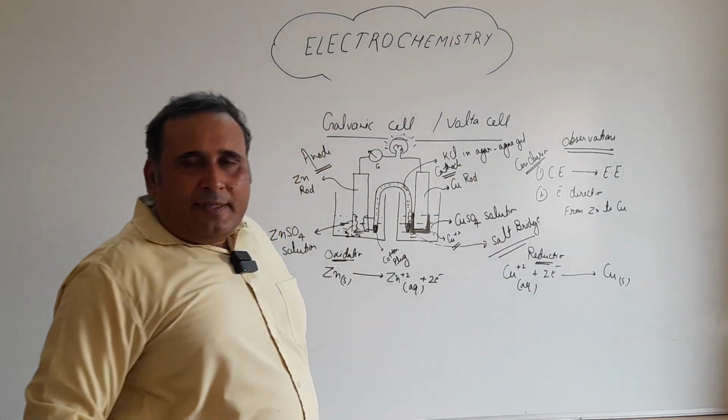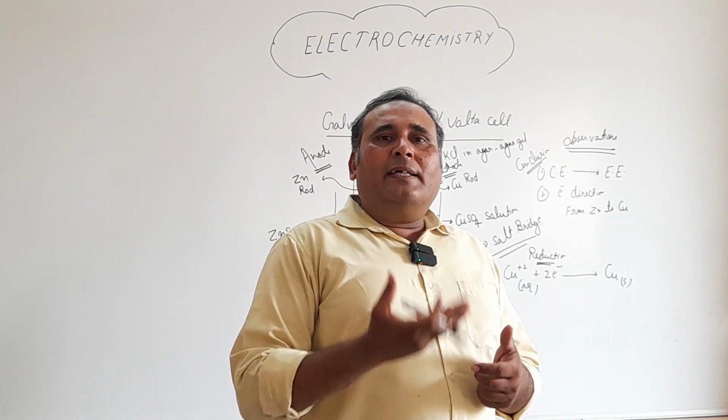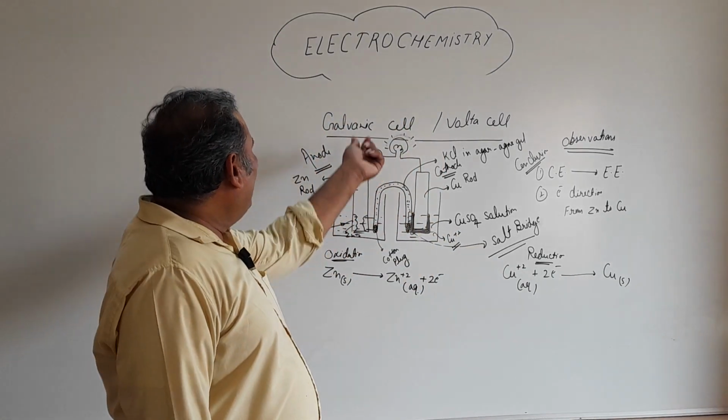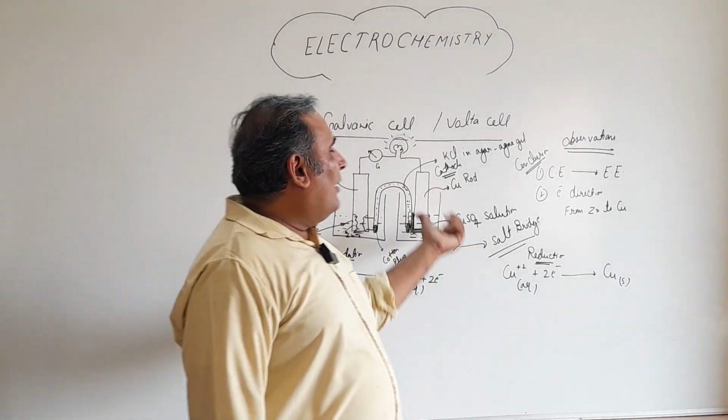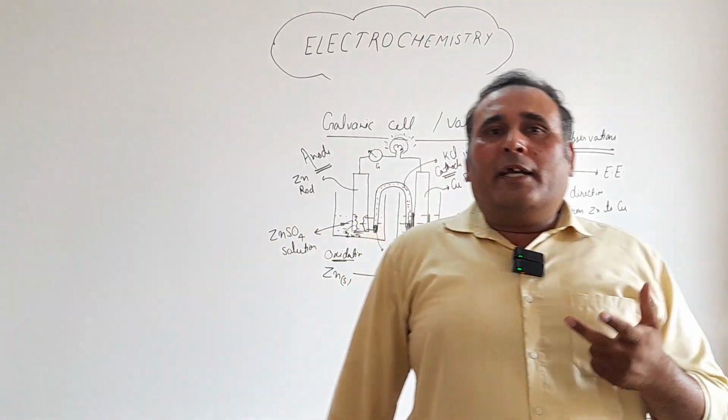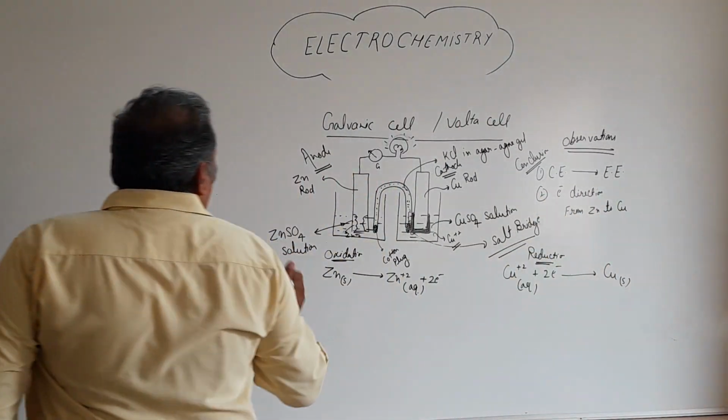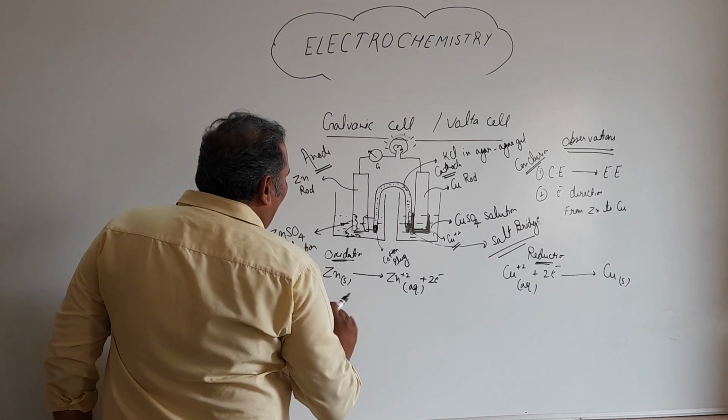So we have completed our cell. In this cell, one is anode and second one is cathode. Zinc rod is working as an anode, and that copper setup is working as a cathode. Now we can make the net cell reaction.